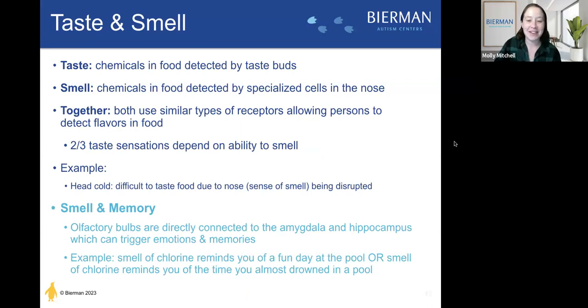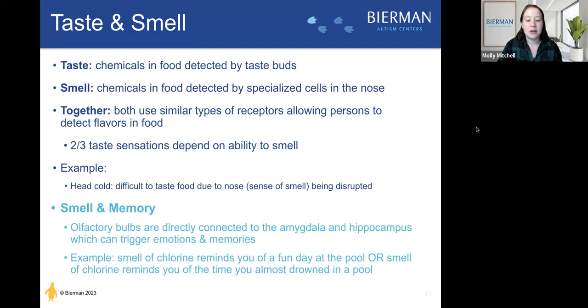Okay, so now I'll talk about taste and smell. And so taste and smell are very highly intertwined. And so we tend to look at these systems together. Smell provides us with more information when we're eating so that we can taste food with more detail. So a great example of this is when we have a head cold, it's harder for us to taste the food we're eating. And our taste sense is dulled because our smell is dulled.